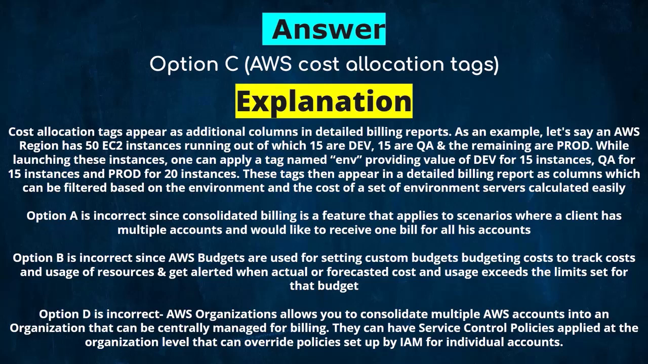Option A is incorrect, since consolidated billing is a feature that applies to scenarios where a client has multiple accounts and would like to receive one bill for all his accounts. Option B is incorrect, since AWS Budgets are used for setting custom budgets, budgeting costs to track costs and uses of resources, and get alerted when actual or forecasted cost and usage exceeds the limit set for that budget. Option D is incorrect. AWS Organizations allows you to consolidate multiple AWS accounts into an organization that can be centrally managed for billing. They can have service control policies applied at the organization level that can override policies set up by IAM for individual accounts.